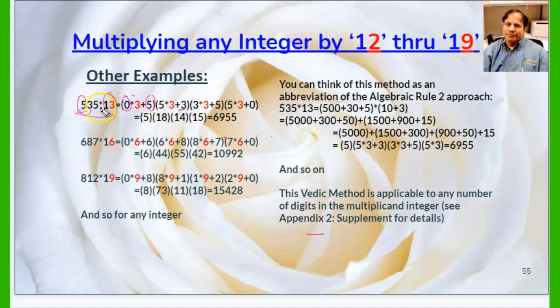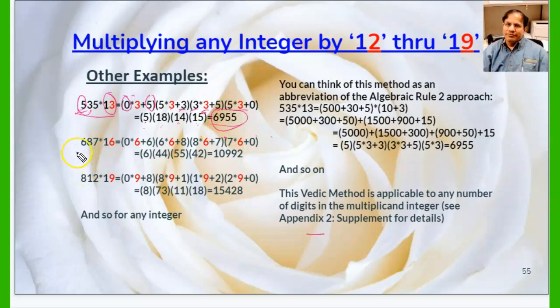Then we take the next 2 digits as 35, and so we have the left digit of 35 is 3. We multiply with 3, then add 5. The last digit is 5, so it is 5 times 3. And then we end up with 5, 18, 14, 15 as the numbers. We use the carry over, and then we move 1 to the left, and then 1 to the left, and 1 to the left, and so we end up with 6955.